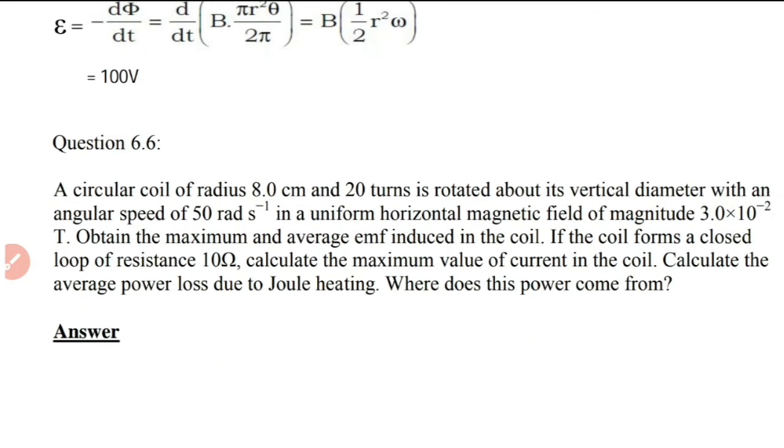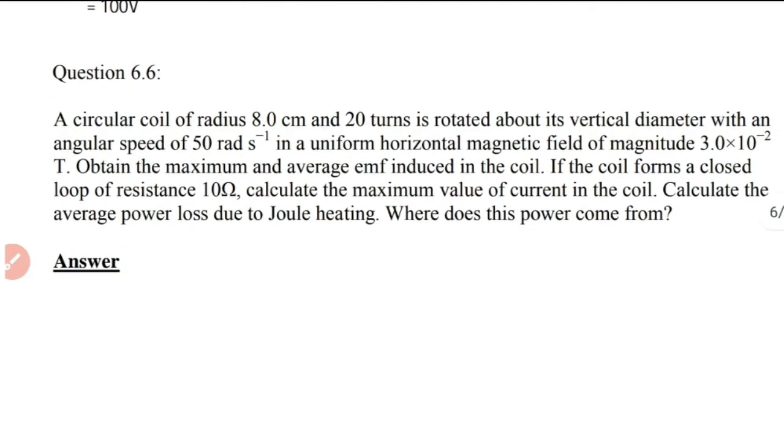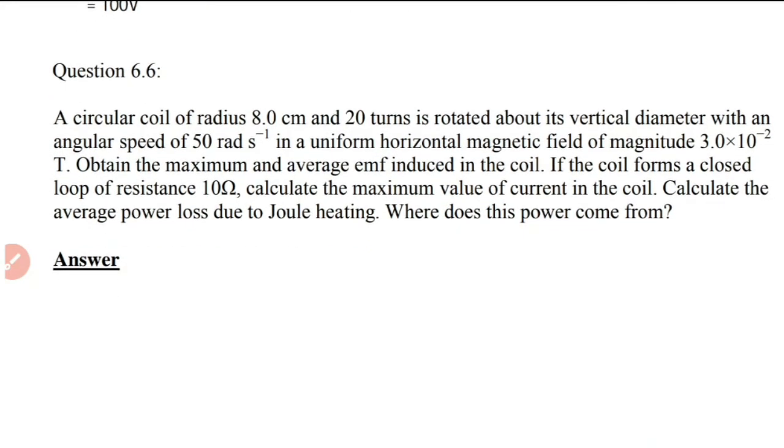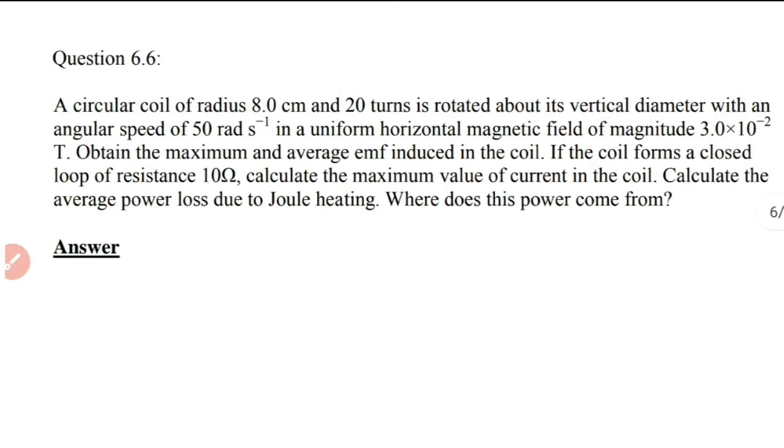Now coming to question 6.6. A circular coil of radius 8 centimeter and 20 turns is rotated about its vertical diameter with an angular speed of 50 radian per second in a uniform horizontal magnetic field of magnitude 3 into 10 raised to minus 2 Tesla. Obtain the maximum and average EMF induced in the coil.